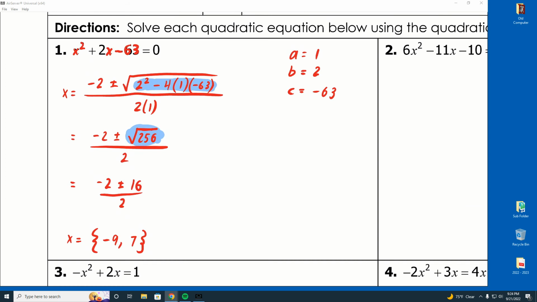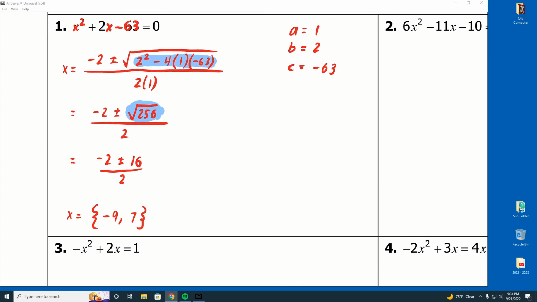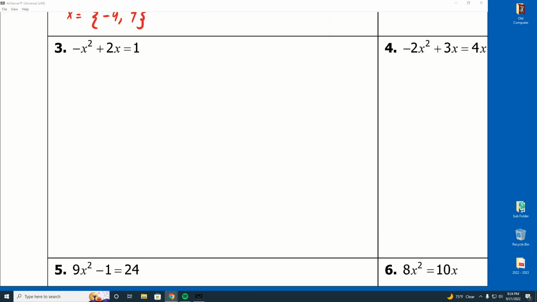All right? Now I'm just going to go and pick and choose some values. So let's just go directly below here to number 3. Number 3.